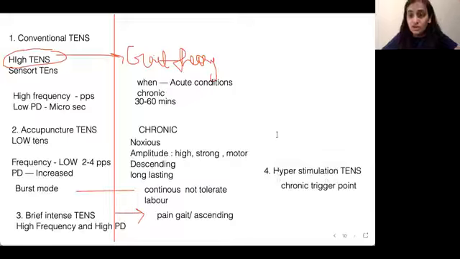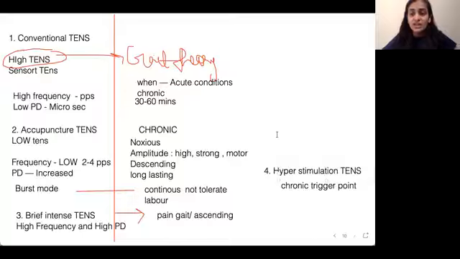Let's say if you have herpes zoster, you're going to put it in a dermatomal pattern. If you have a surgical incision, you're going to put it parallel or proximal and distal to the incision. If you have one point of pain, you're going to put it there. So basically, TENS can be put anywhere. And the main goal of TENS is acute and chronic pain modulation. Always remember, the best modality for pain is going to be your TENS.